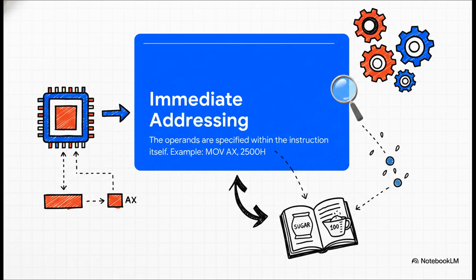Here, the data is literally baked right into the command. The instruction MOV AX, 2500H tells the CPU, hey, take this value, 2500, and that H just means it's a hexadecimal number, and move it directly into the AX register. The data is immediate, it's right there. It's fast, it's simple, but as you can guess, not super flexible.